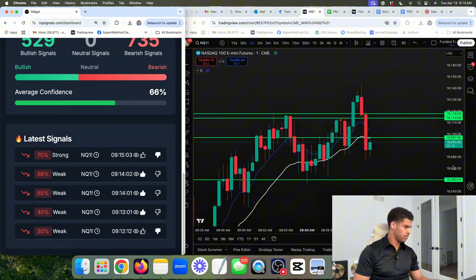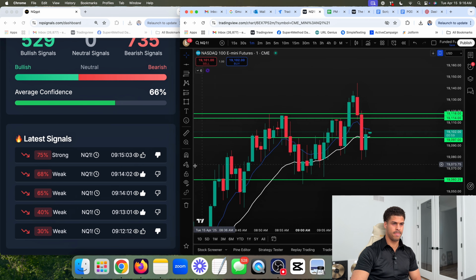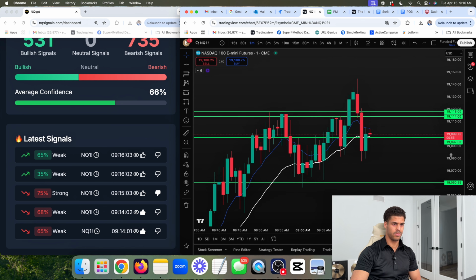Just waiting around. Took one, nothing really there. Tick chart gave us that reversal pretty early on. Nice. Week long, okay, waiting around.